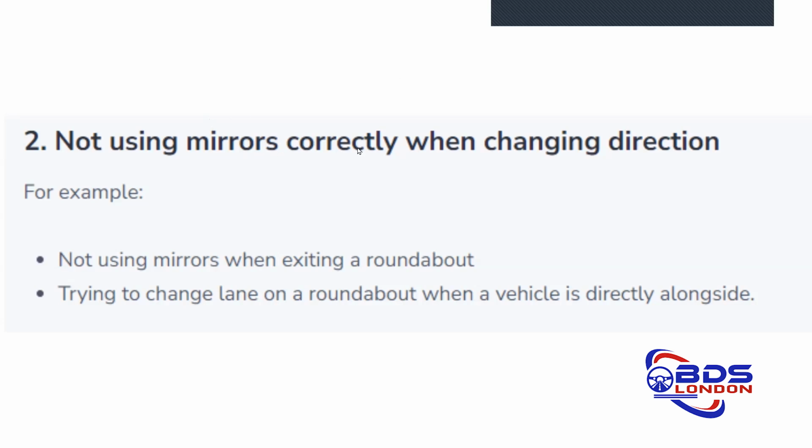Okay, not using mirrors correctly when changing direction, for example. Not using mirrors when exiting a roundabout. Now, this is my favorite one. Before you exit a roundabout, you must check your left-hand mirror. So if you are at the exit prior to your exit, you must check that left-hand mirror. That is absolutely critical, guys. That's a big critical thing to do. You have to do that.